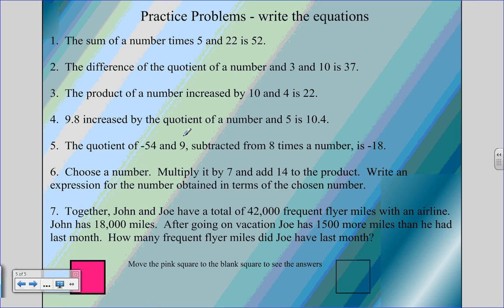I'll do number 1 again, maybe it's an easy one. Sum means adding. We don't know where it's going yet. We gotta look for our keyword. Unnumbered, put any letter we want. Times 5. Here's our and, so that's where this addition is going. 22 is means equals 52. Okay? So now we're going to rewrite this. We don't write n times 5, we write 5n. Show 5 times n. Plus 22 equals 52.